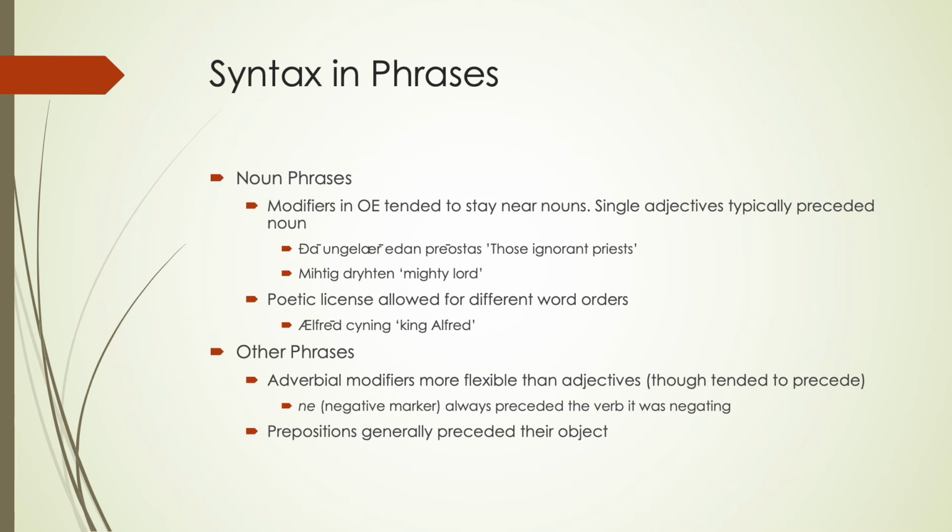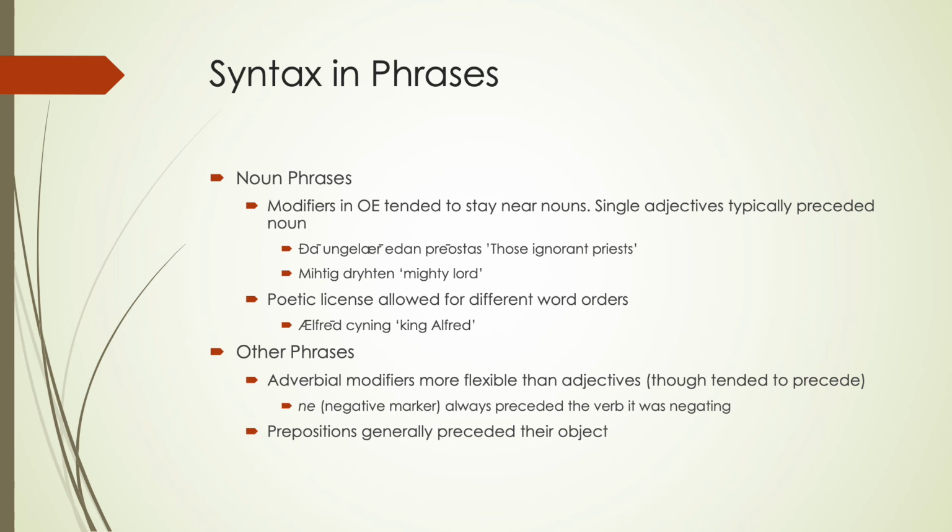Prepositions also generally preceded their object, something that we still do generally today, though not always. So in casual speech, you would be more likely to say something like, who are you going with, as opposed to with whom are you going, which the latter sounds a little bit more formal. So sometimes we do put prepositions at the end in casual speech. But we're sort of trained prescriptively to keep the prepositions at the front. And that was what we typically saw in Old English as well.